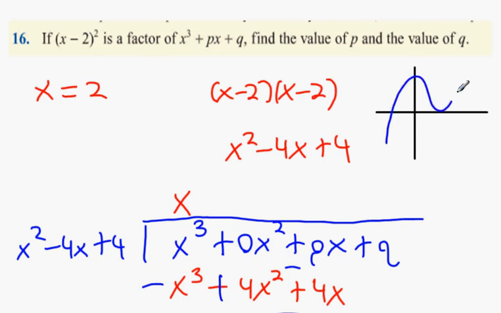It means that it only touches once at x equals 2. It doesn't cross underneath to produce 3 separate roots, okay? So that's why for repeated roots we use the division method.